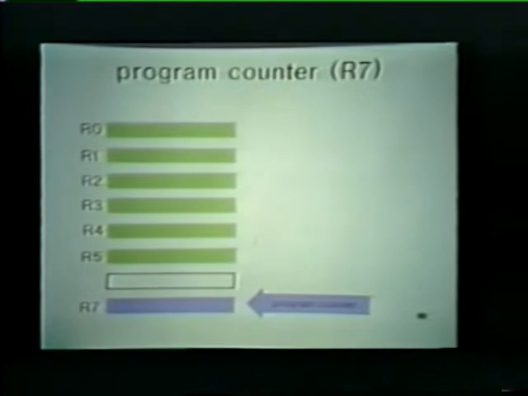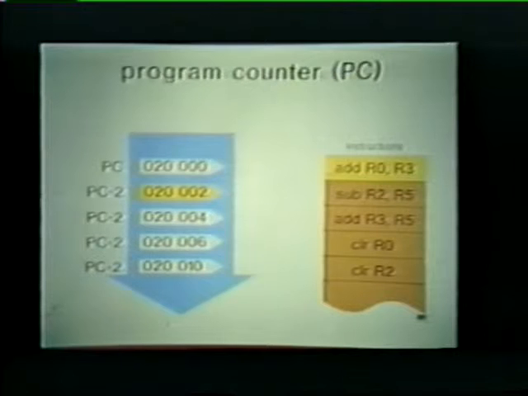We've covered registers R0 through R5. Let's skip R6 for the moment and discuss R7, which is used as the system program counter, or PC. The purpose of the program counter is to point to the next instruction word in the program to be executed. As soon as an instruction is fetched from memory, the program counter is automatically incremented by 2 to point to the next instruction word. For example, when the first instruction is fetched, in this case, add R0 to R3, the program counter is automatically incremented to 020002. The new value appearing in the PC is the address of the next instruction, subtract R2 from R5.